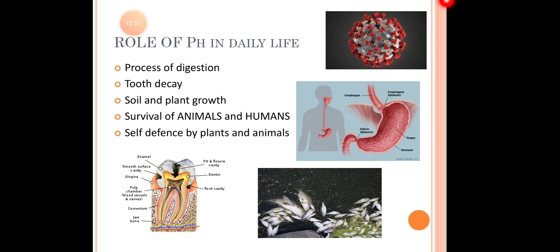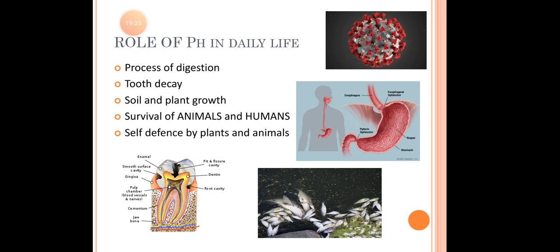Now, survival of animals and humans, even that depends upon the role of pH. Now, take the tooth. You can see the picture of a tooth here. The tooth is made up of the hardest substance, the enamel. The outer cover of the tooth, the enamel, is the hardest substance in our body. It is made up of the compound calcium phosphate. Children, this is a 1-mark question. What is the enamel of a tooth made up of? It is made up of calcium phosphate.